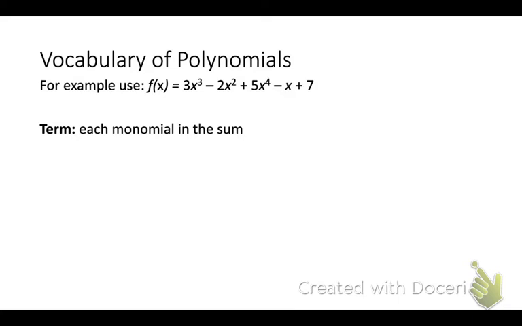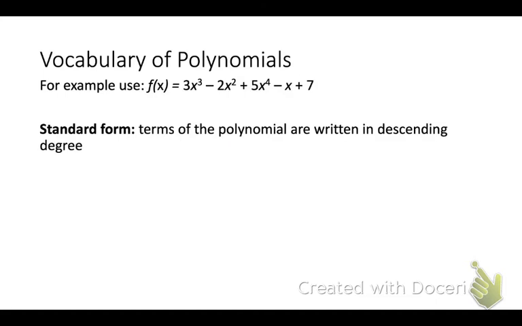So out of that polynomial, how many terms do we have? A monomial doesn't have any adding or subtracting. So we would have 1, 2, 3, 4, we would have 5 total terms, right? So for this example, we would have 5 terms. Each monomial is separated by either a plus or a minus. So there we got our term: each monomial in the sum.